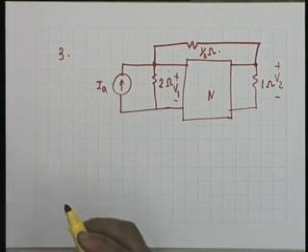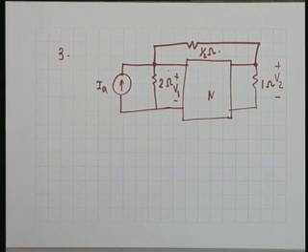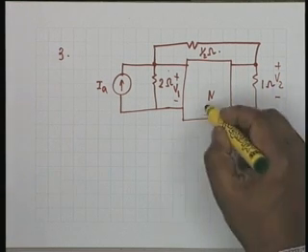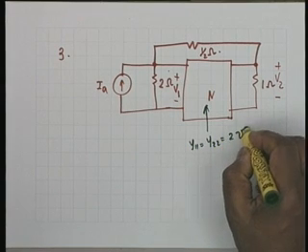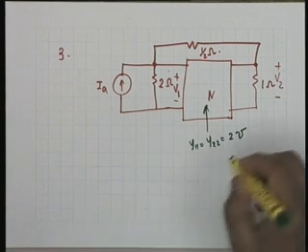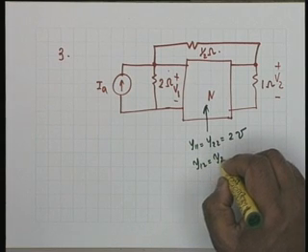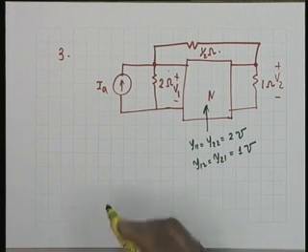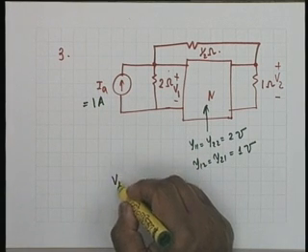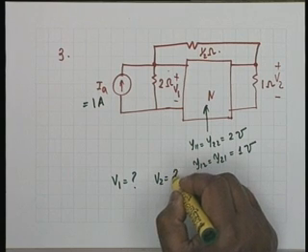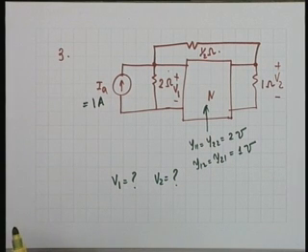All right. What is given is that the parameters of this network are y11 equal to y22 equal to 2 mhos, y12 equal to y21 equal to 1 mho, and Ia is given as 1 ampere. The question is to find V1 and V2. Okay? This is the question. You understood the question? Now how do you solve it?